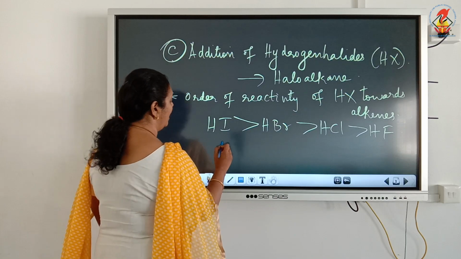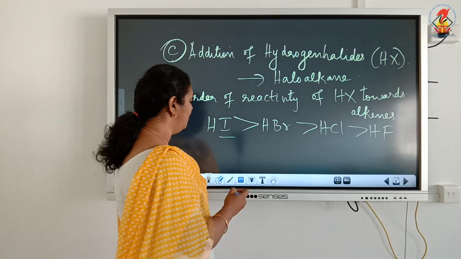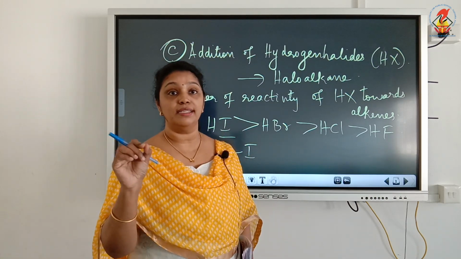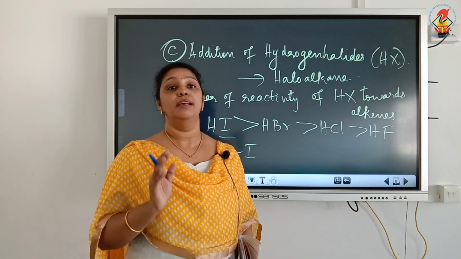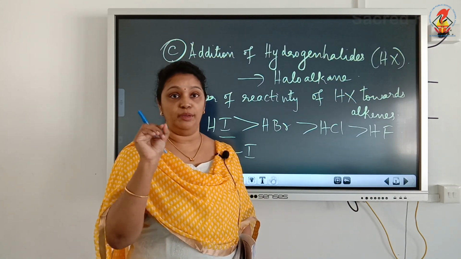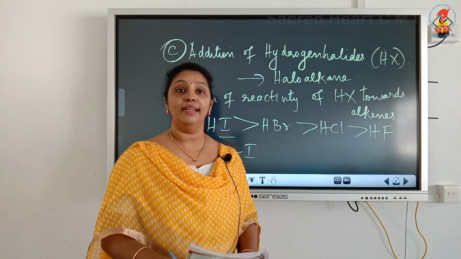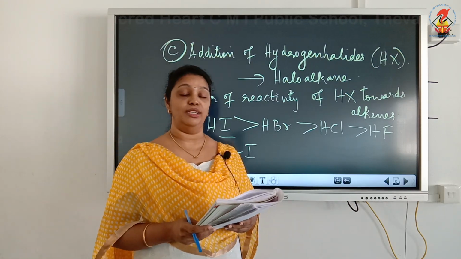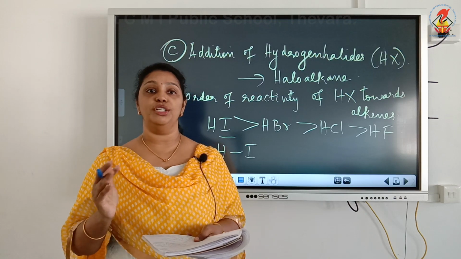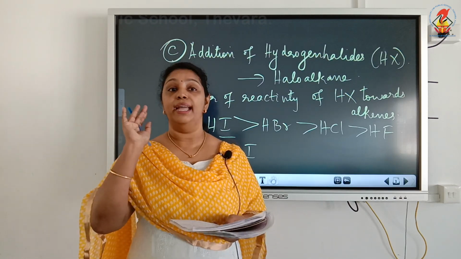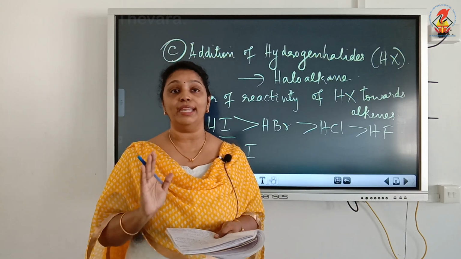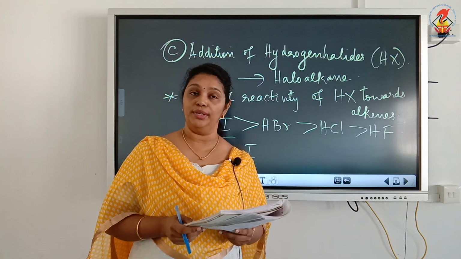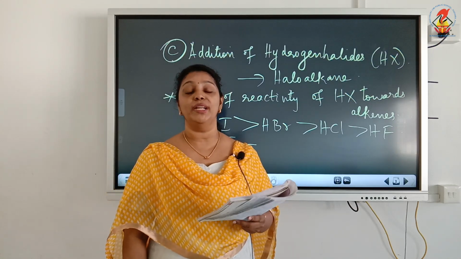Now the reason is, we know that iodine has a bigger size. So what happens? The HI bond length, if the size is bigger, the bond length increases, bond dissociation enthalpy decreases, means it's very easy to break that HI bond. So hydrogen iodide is highly reactive. Now we are going to see example for the addition of hydrogen halides to alkene. Now when you study the addition of hydrogen halides to alkene, we have to study the addition of hydrogen halides to symmetrical alkene and addition of hydrogen halides to unsymmetrical alkene. So first we are going to discuss the addition of hydrogen halides to symmetrical alkene.